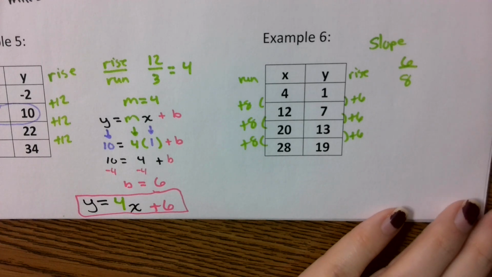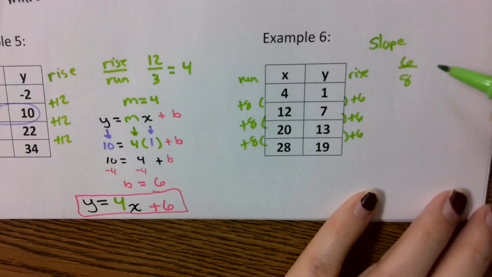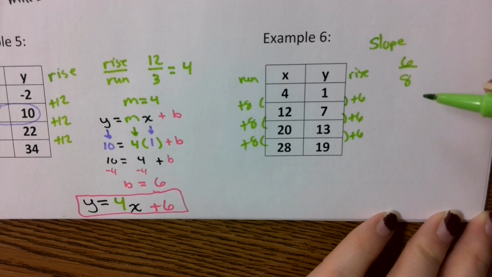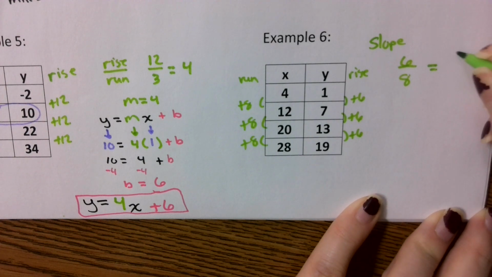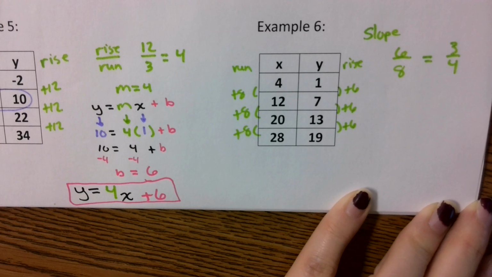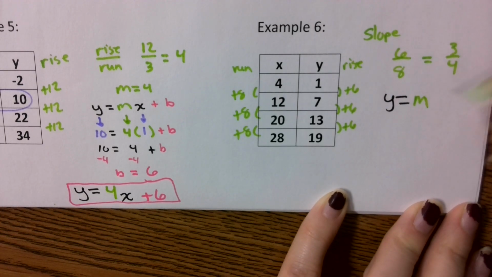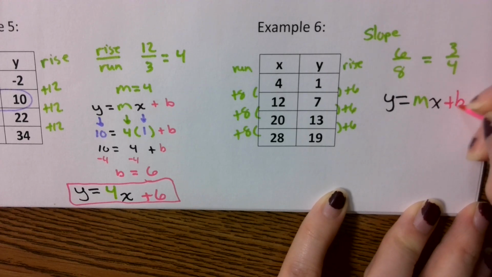You've got to write y equals mx plus b. First we've got to simplify though. 3 over 4. Okay, now we can write that y is equal to mx plus b. Okay, Tanner, what do you want to do now?